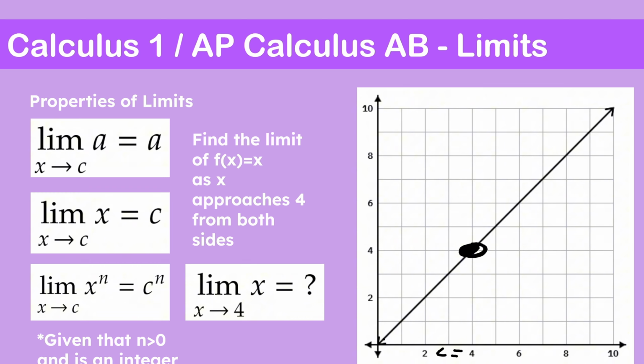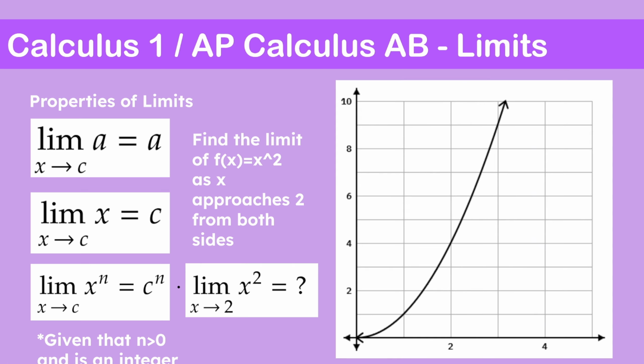From the left, the function just goes up normally, and it reaches the number 4. So from the left, the limit is 4, and from the right, the limit is also 4. So over here, the limit of x as x approaches 4 is going to be equal to 4.